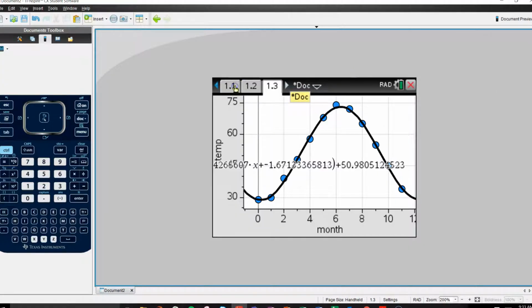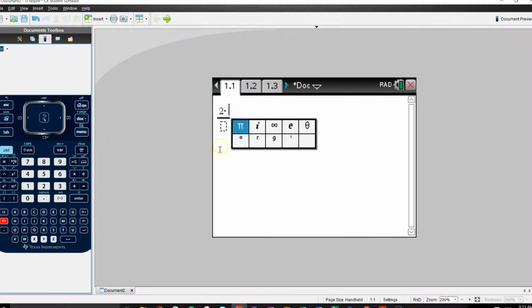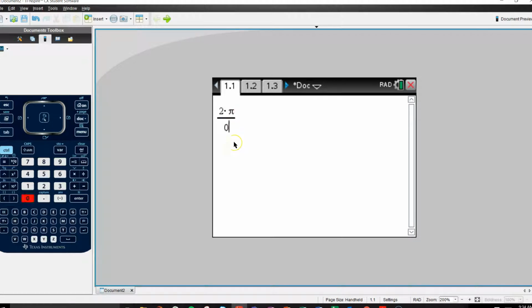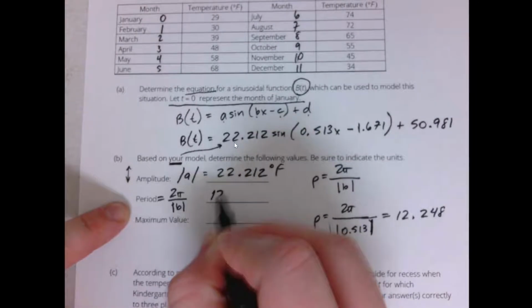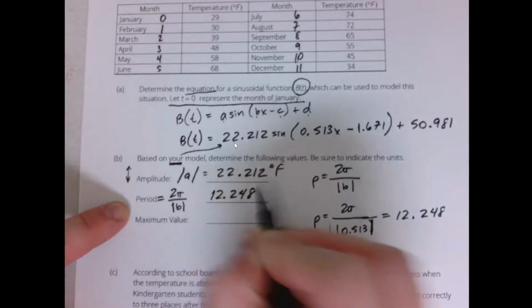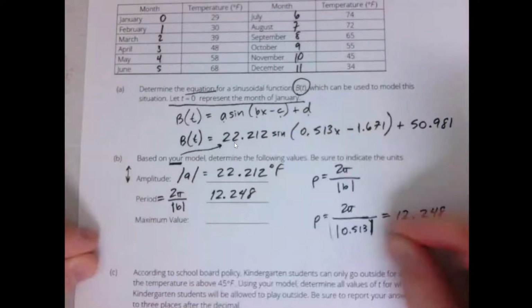Okay, so I'm going to go back to my calculator page. I've got 2 times pi over 0.513. So I've got 12.248. Okay, so that's my period, 12.248. Okay, the period is the measurement in the x direction.